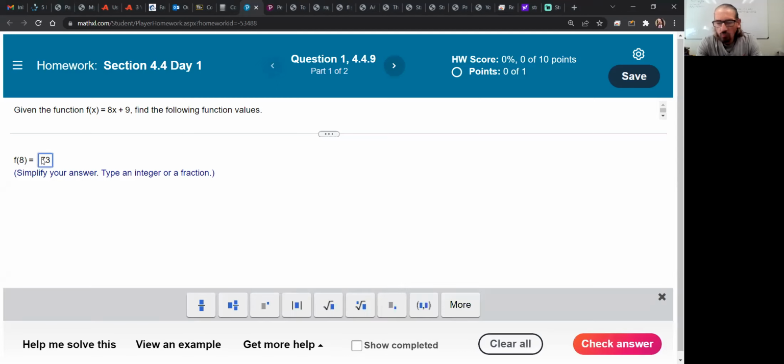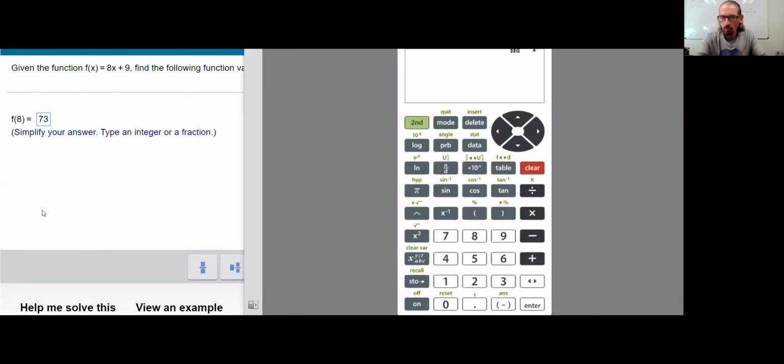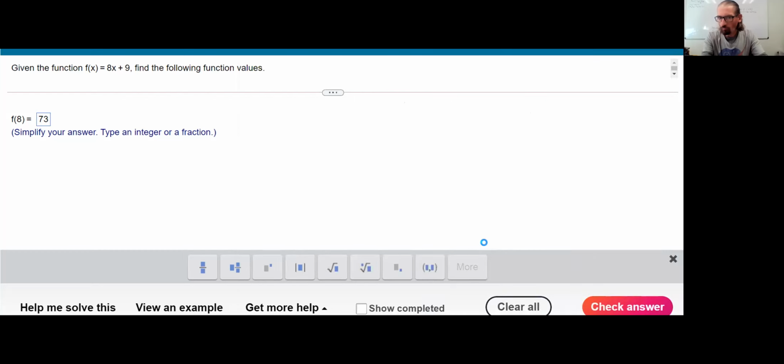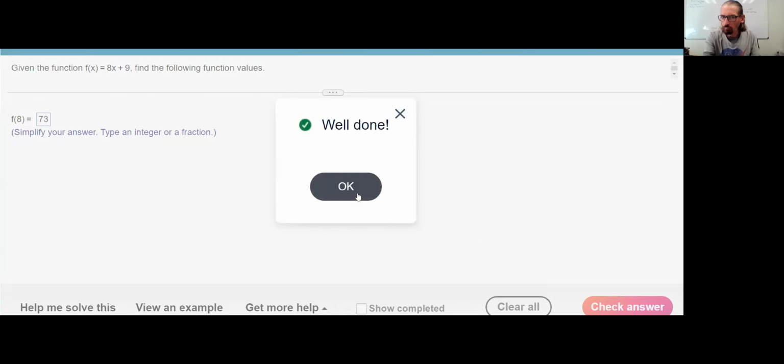I'm also going to type that into the TI-30 real quick for a double check before I press enter. All right, so 8 times 8 plus 9. And we do get 73. And they agree.